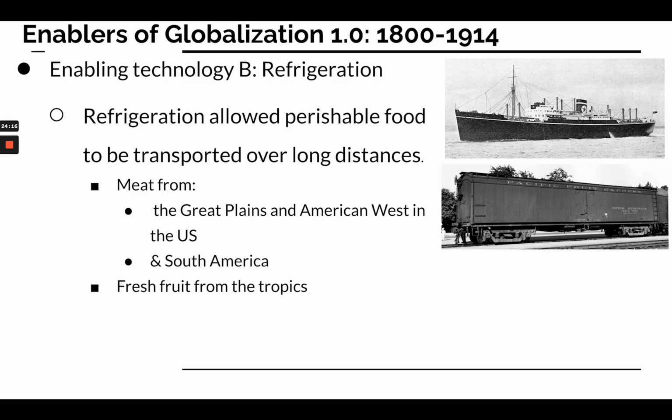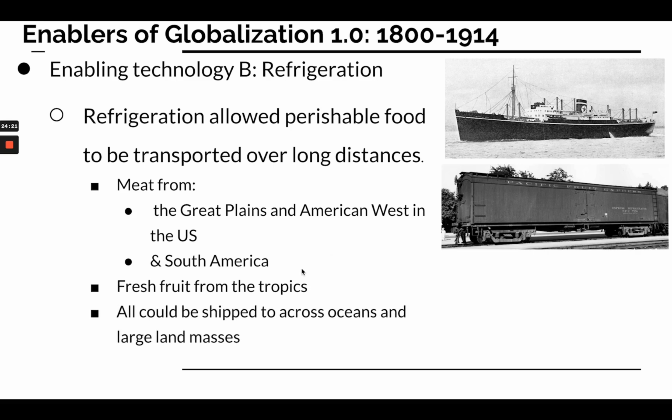But in both of these cases, whether we're talking about fresh meat or fresh fruit, all of these things could now be shipped not only across land, as we would think of as shipping meat or fruit across the United States, but also across oceans. And so now all of these can be moved across oceans, the Atlantic Ocean, Pacific Ocean, and large land masses like the United States, because we've got refrigerated rail cars that can move meat, or in this case, as we see, Pacific Fruit Express. And these ships, called reefer ships, could transport that meat from South America to places in Europe.